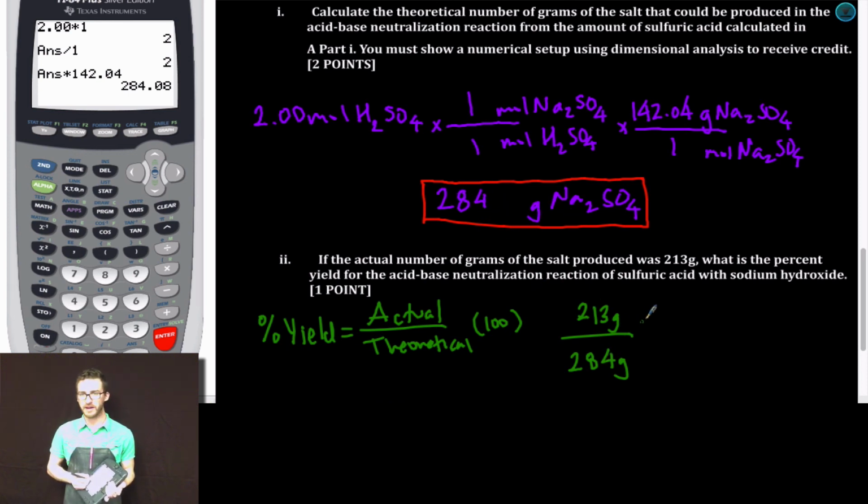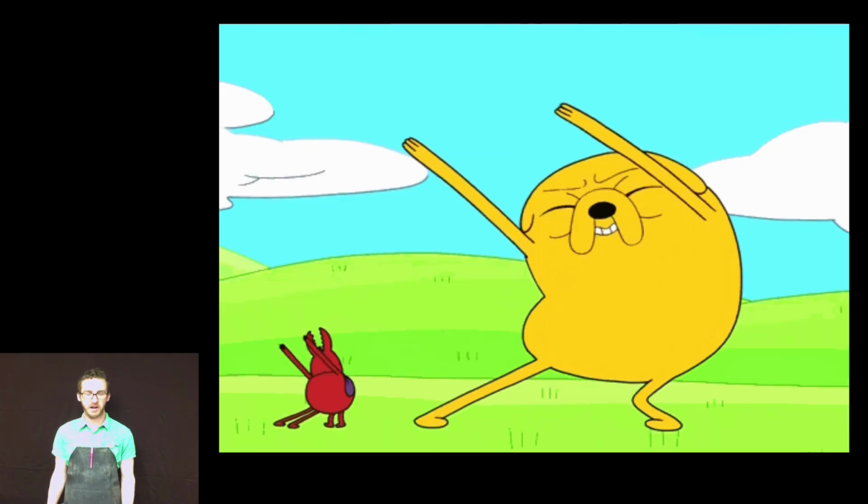Actual over theoretical times 100. 213 divided by 284 answer times 100 answer. We've got a 75% yield. Boom. Done.